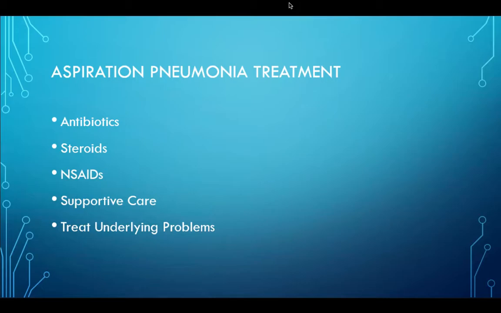Aspiration pneumonia interventions focus on preventing lung damage and treating the infection. So again, antibiotics, steroids for inflammation, NSAIDs for pain, supportive care, and treating underlying issues. So we really need to assess their cough and swallowing and gag reflex for these patients.